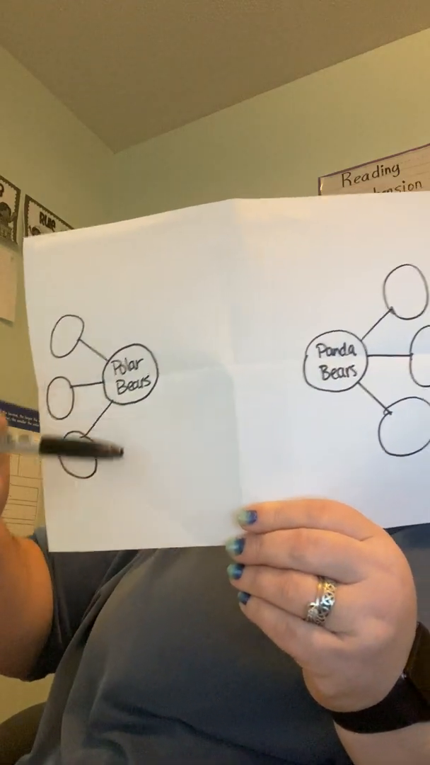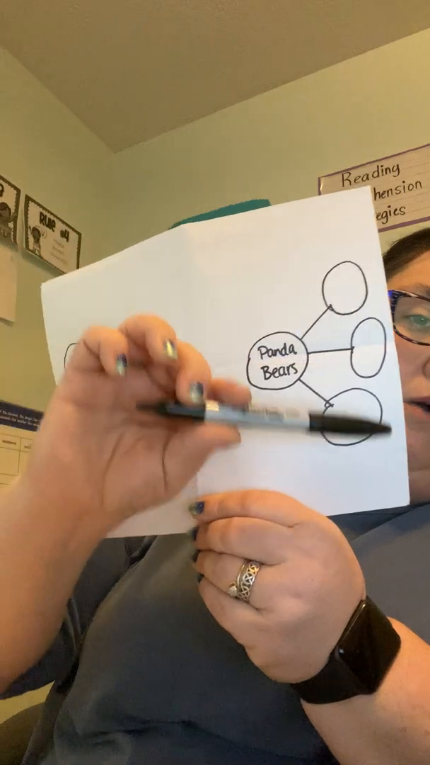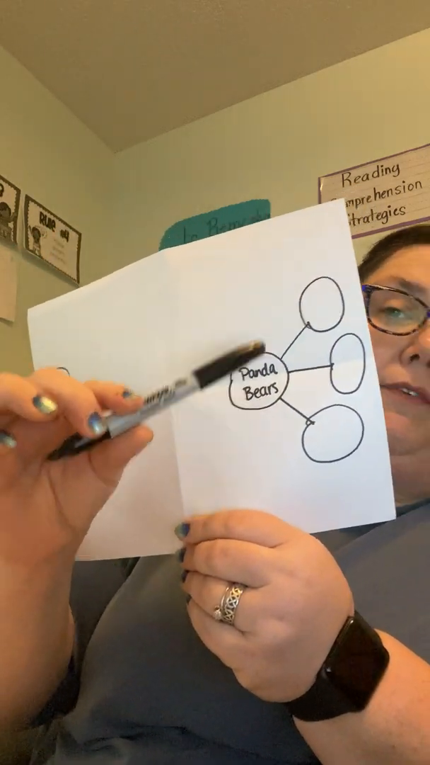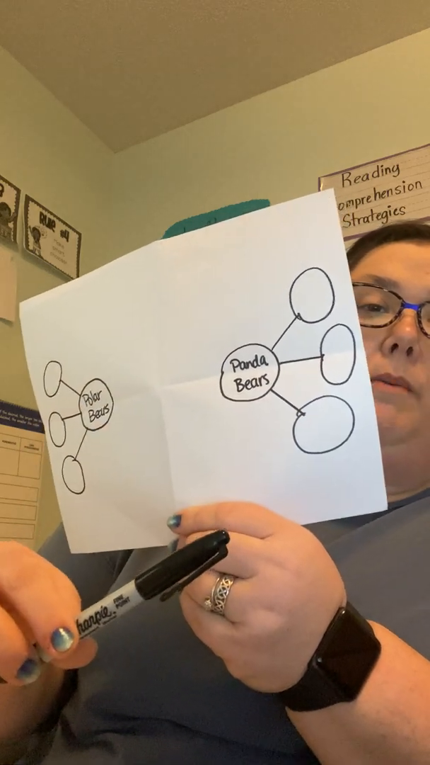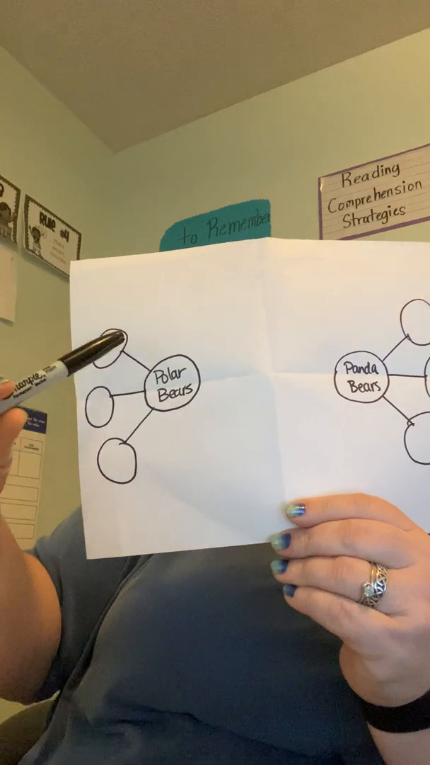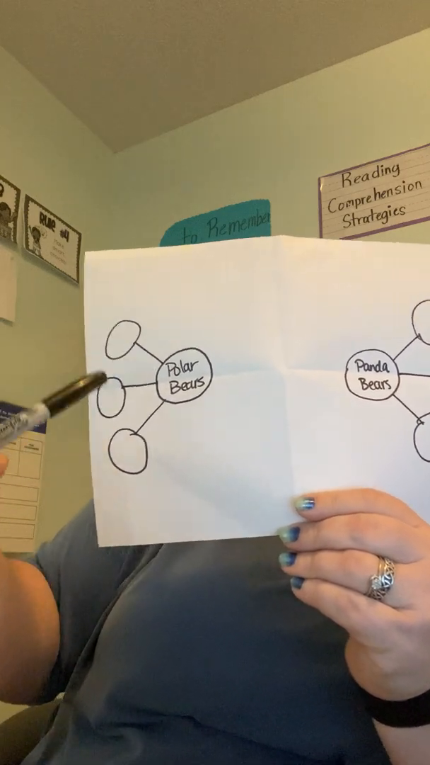So here we go. We've got one type of bear over here, one type of bear over here. For my example, I have panda bears over here. These are 3 facts that I learned about panda bears. And over here, I also researched polar bears. So I have my 3 facts about polar bears.